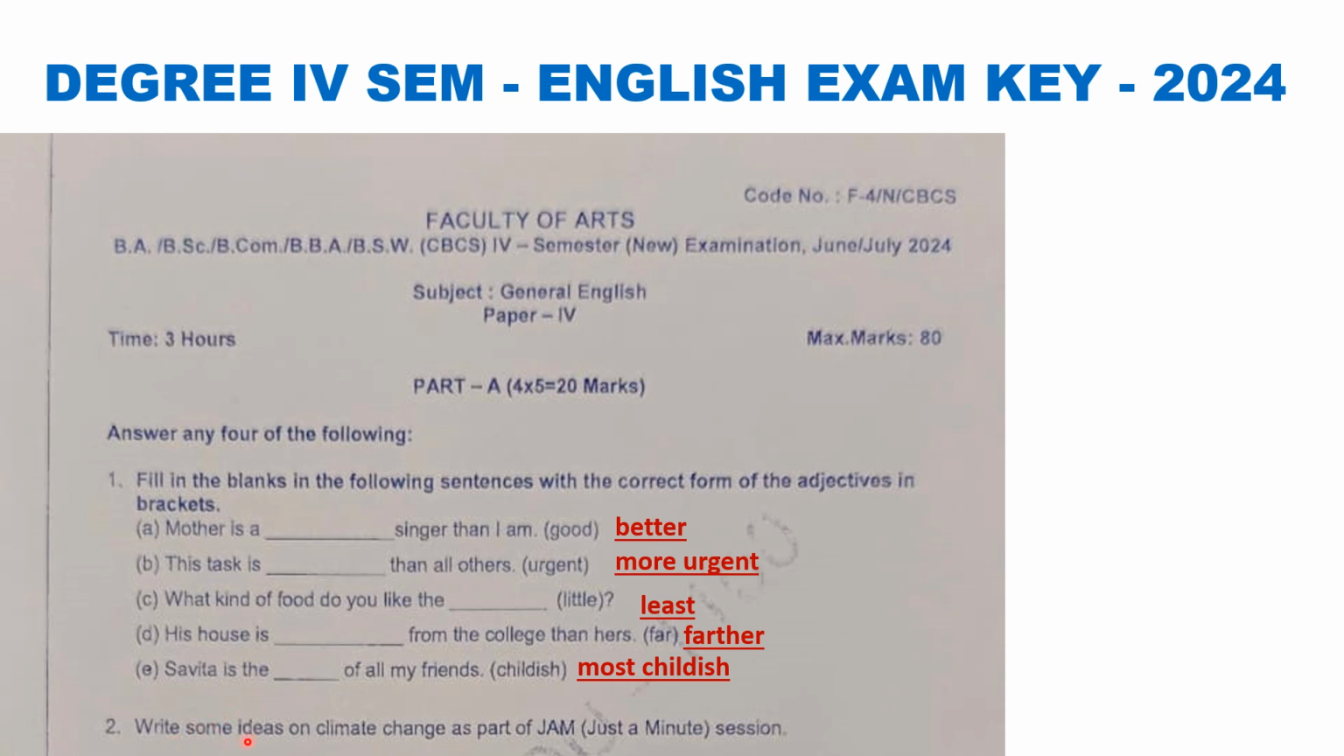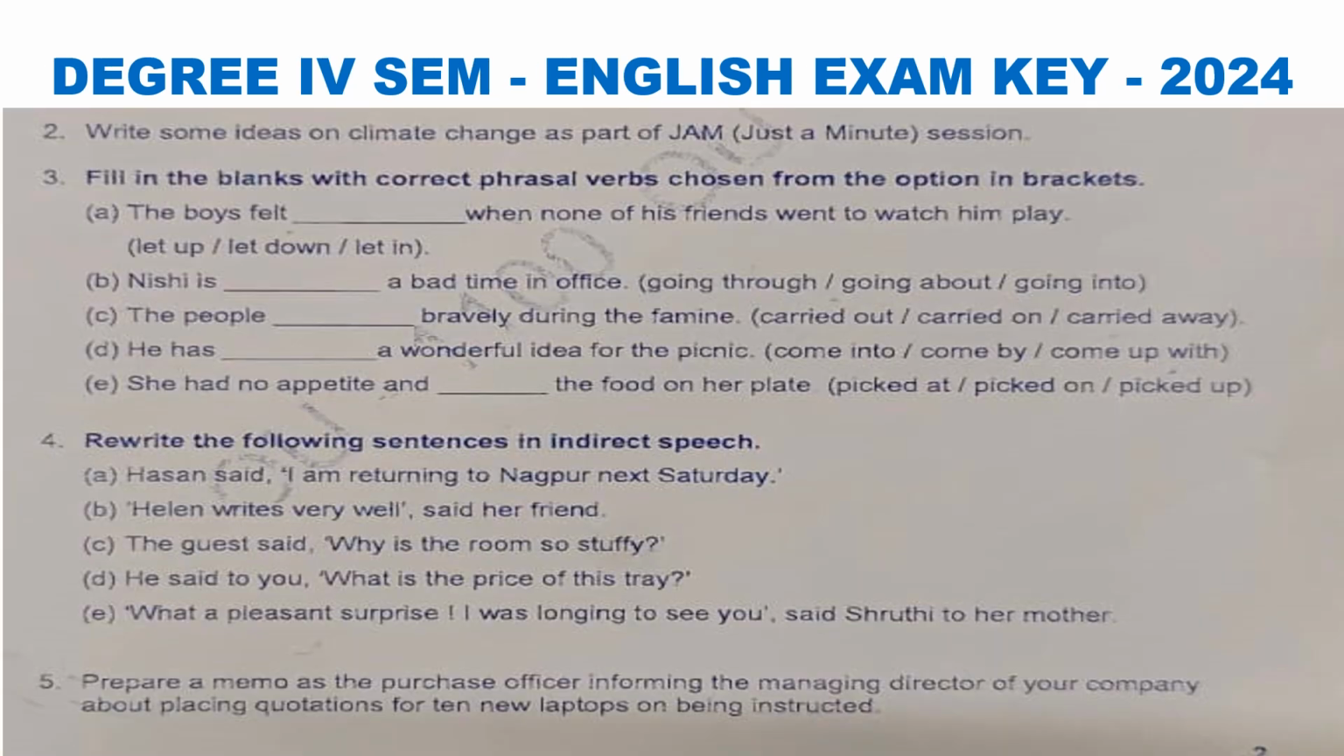So, next question: write some ideas on climate change as part of a JAM. That is a just-a-minute session, so you have to write spontaneously on the spot. It is a 5 marks question, so at least 2 or 3 paragraphs you were supposed to write. Hope you have written it very well. The clues could be industrial pollution, global warming, or ozone depletion, anything which is related to climate change. Okay, then we'll move on to the next question.